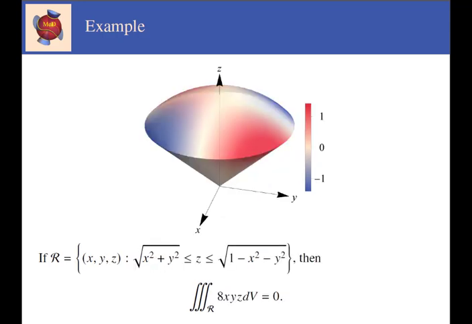Finally, this triple integral must also be 0 by symmetry. Looking at the figure, the red parts of the solid indicate where the integrand is positive, and the blue parts show where the integrand is negative. Because of the symmetries in the integrand and in the solid, the blue and red contributions to the integral cancel one another out, giving an overall result of 0.